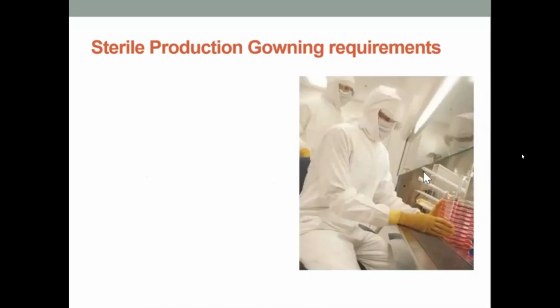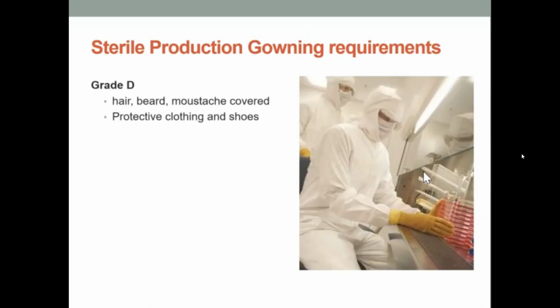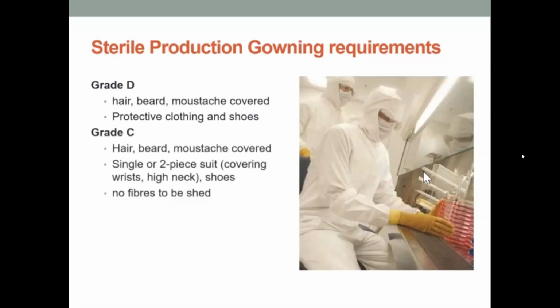Sterile production gowning requirements. In grade D, you would be expected to gown with your hair, your beard and mustache covered. You would be also expected to wear protective clothing and protective shoes. Grade C, the requirements will be a little bit more stringent. You would need to cover your hair, beard, mustache again, and you would be wearing a single or a two-piece suit covering your wrists and with a high neck on it, also covering shoes and having no fibres to be shed.